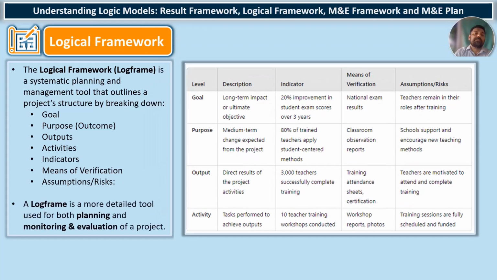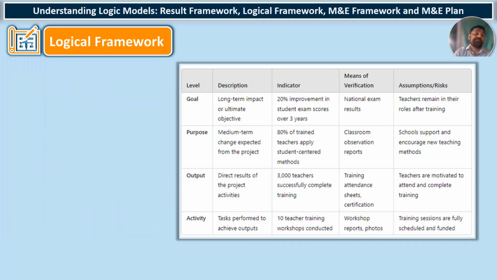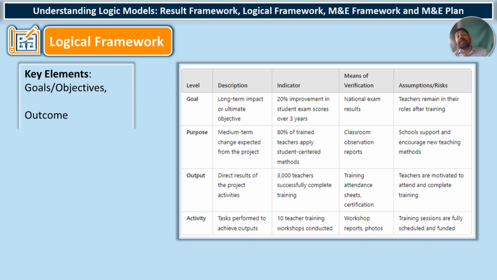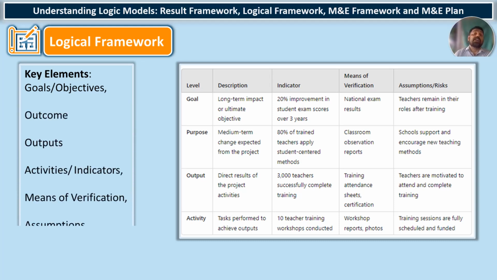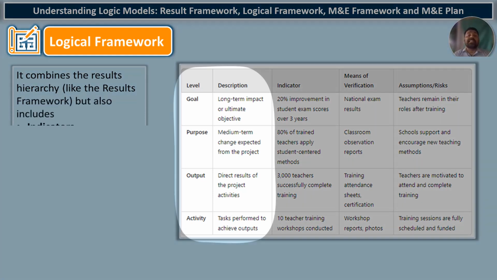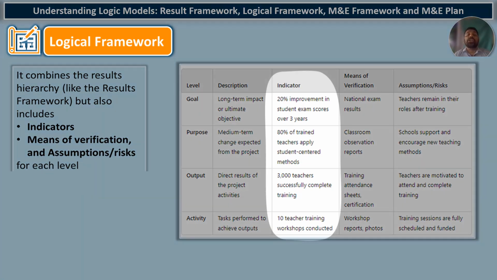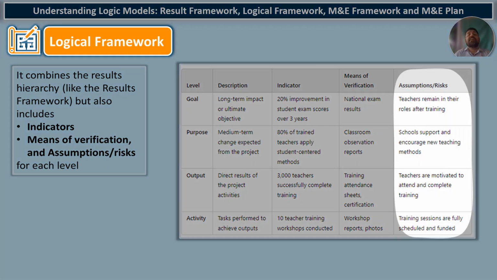A log frame is basically a more detailed tool used for both planning and monitoring and evaluation of a project. The key elements of a logical framework are goals, objectives, outcomes, outputs, activities, indicators, means of verification. It combines the results hierarchy like the result framework, but also includes indicators, means of verification, and assumptions.